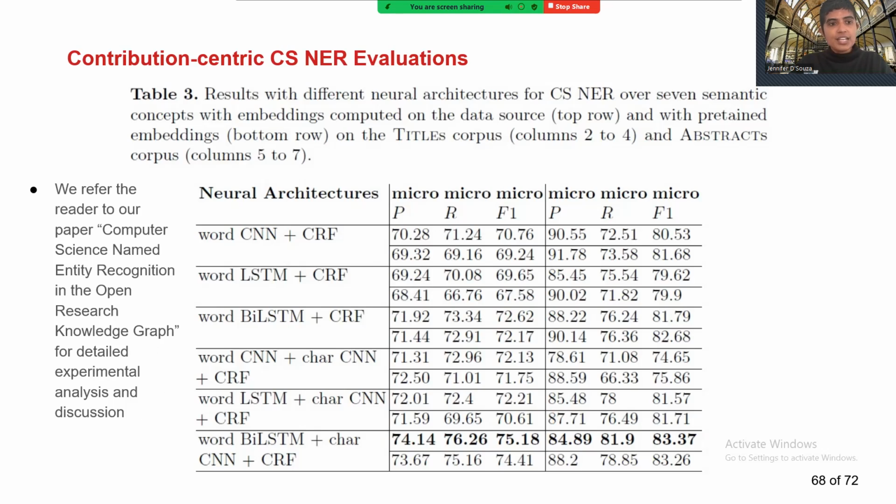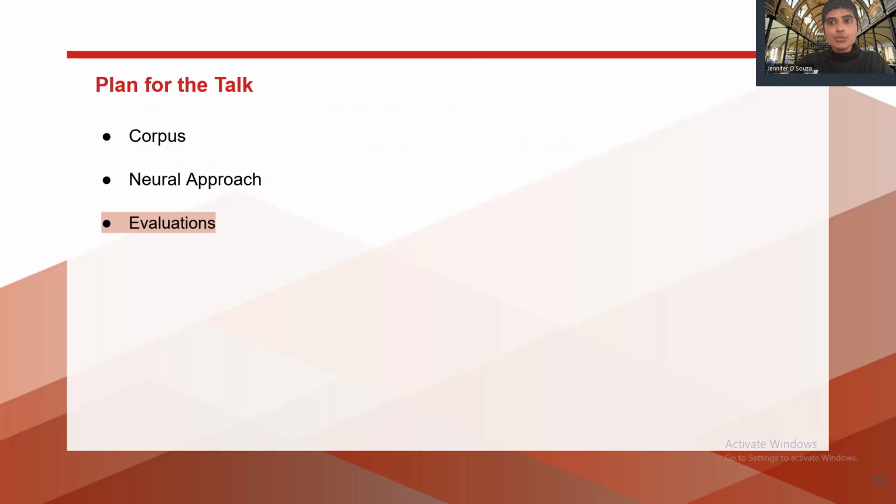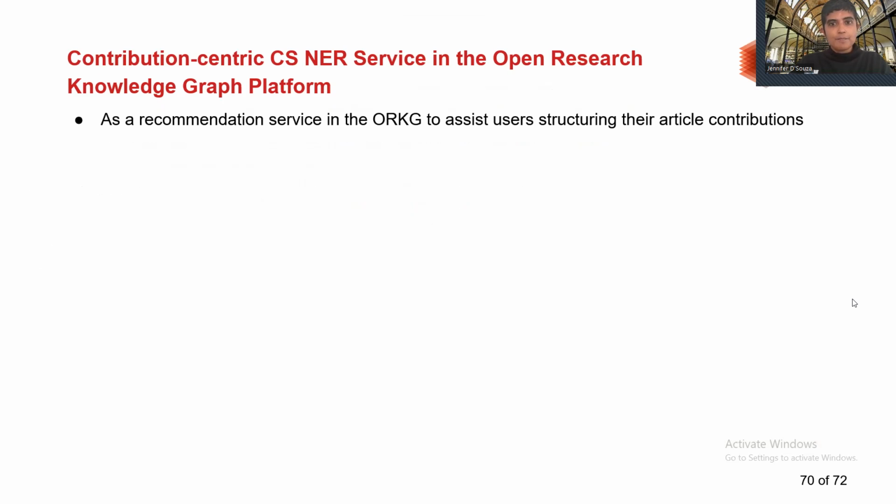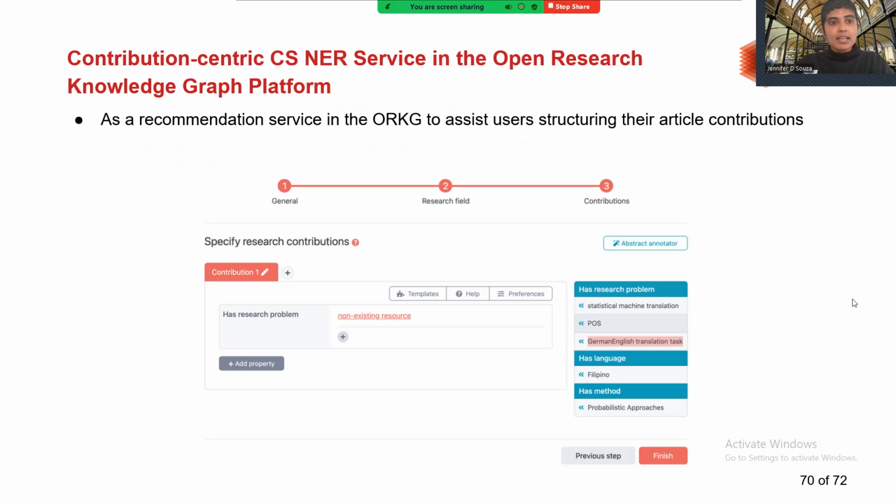We refer the reader to our paper, Computer Science Named Entity Recognition in the ORKG, for detailed experimental analysis and discussion. So with this, we've seen the evaluations. We started by trying to develop a service for the Open Research Knowledge Graph platform. So let's see what it actually looks like in practice.